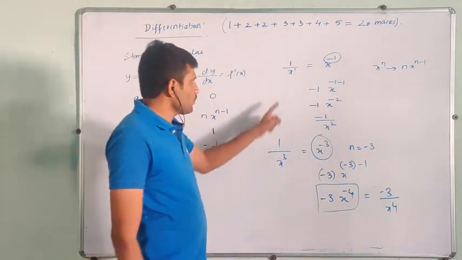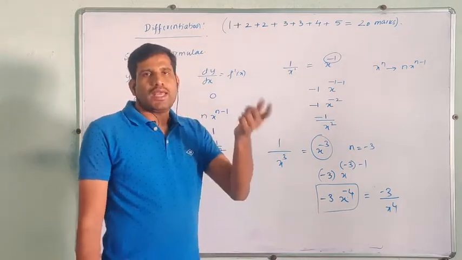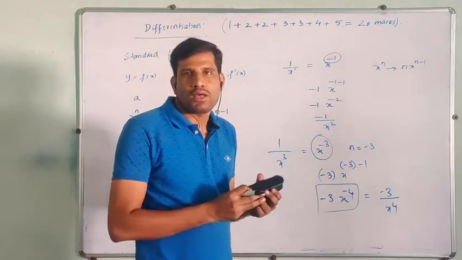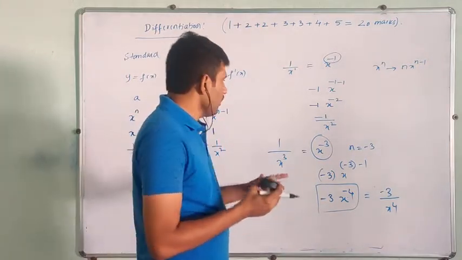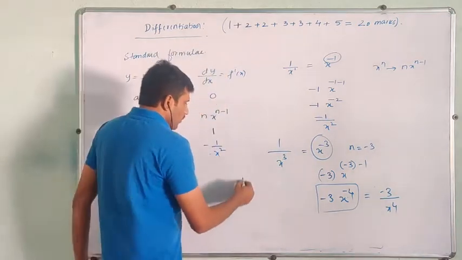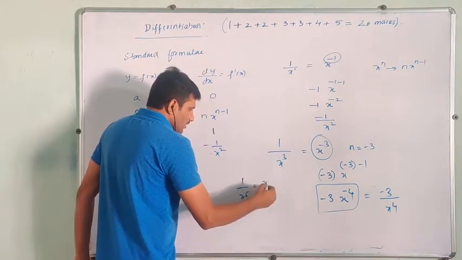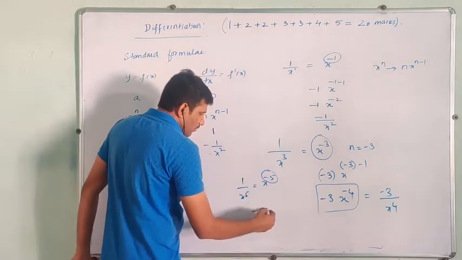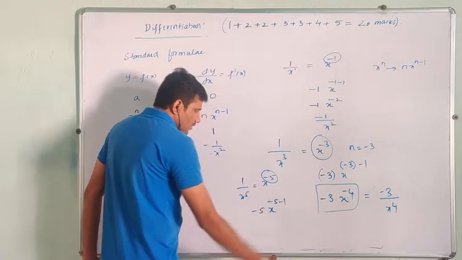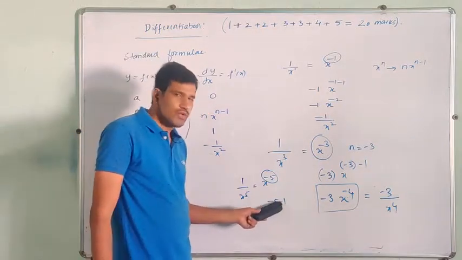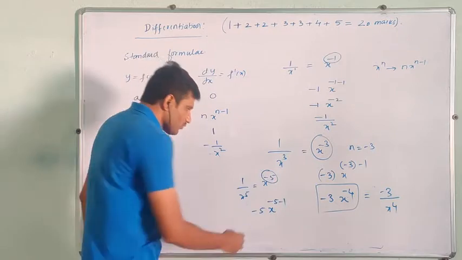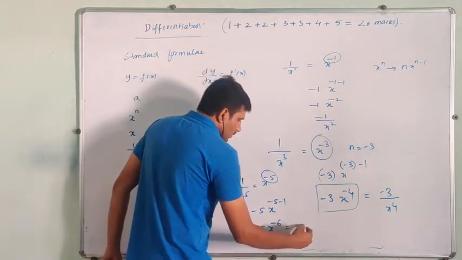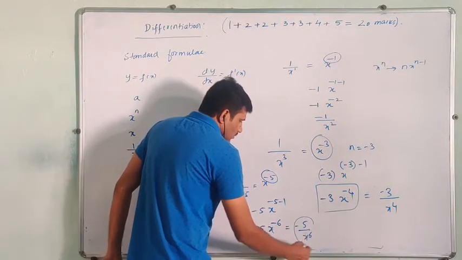So when it is 1 by x, 1 by x square, or 1 by x cube, take it in the numerator, so that it becomes the form of x raised to n. Then apply that formula and you will get the answer. Therefore, the derivative of 1 by x power 5 is nothing but x raised to minus 5. The n value is minus 5. Minus 5 into x raised to n minus 1, that is minus 5 minus 1. Minus 5 into x raised to minus 6, which is nothing but minus 5 divided by x raised to 6.